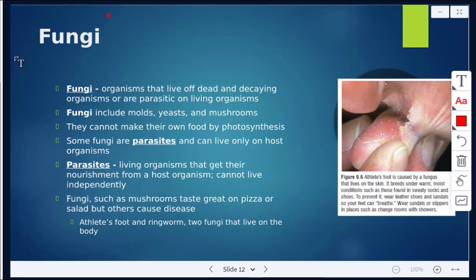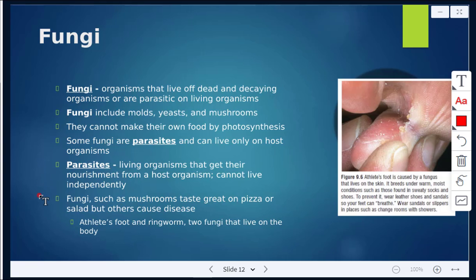Fungi is next. Fungi, or fungus, are organisms that live off dead and decaying organisms, or are parasitic on living organisms. Fungi include molds, yeast, and mushrooms, and they are not plants. They do not make their own food by photosynthesis. Some fungi are parasites and can live only on host organisms. A parasite is a living organism that has to get its nourishment from a host organism. It cannot live independently.